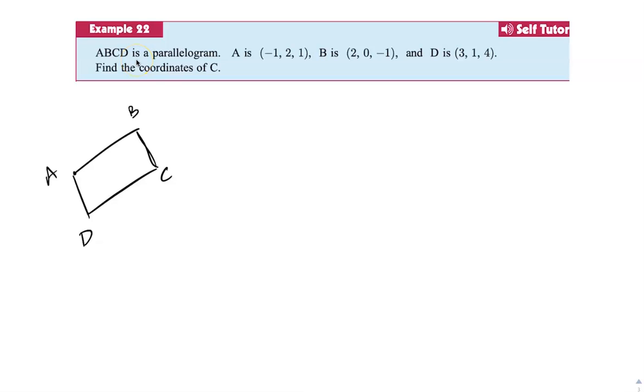So how are we going to find the coordinates of C? Well, it's a parallelogram, so that means the opposite sides are going to be equal vectors. If I do vector AB, it should be equal to vector DC. So that's our whole goal: find vector AB and set it equal to vector DC. How do we find vector AB? Tip minus tail, so it's B minus A. And how do we find vector DC? Same idea, C minus D.